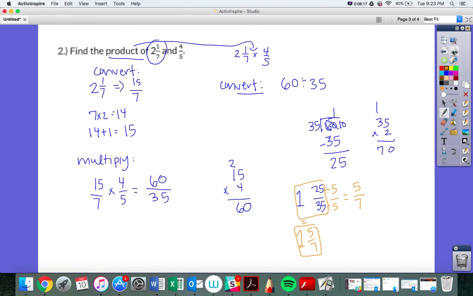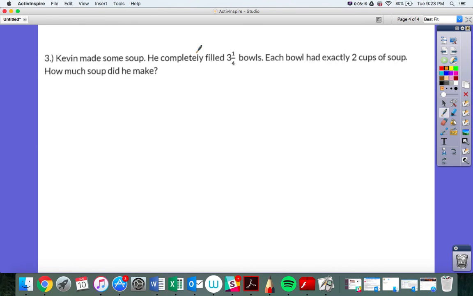Now to move on to the next one, we have one more example. So this one is another word problem. It says Kevin made some soup and he completely filled 3 1/4 bowls. Each had exactly 2 cups of soup, and we want to know how much soup did he make. So I'm going to take this mixed number, and I know I'm already going to have to turn it into an improper fraction. So I'm going to write 3 1/4.